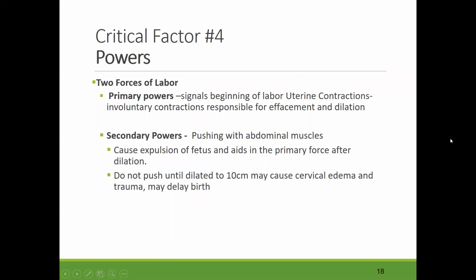All right, critical factor number 4, which is powers. There are two forces of labor, the primary powers and the secondary powers. Primary powers signal the beginning of labor, which are uterine contractions, involuntary contractions responsible for the effacement and dilation, so the thinning and then the dilation of the cervix. And then the secondary powers would be the pushing with abdominal muscles. So that's mom actually pushing herself.